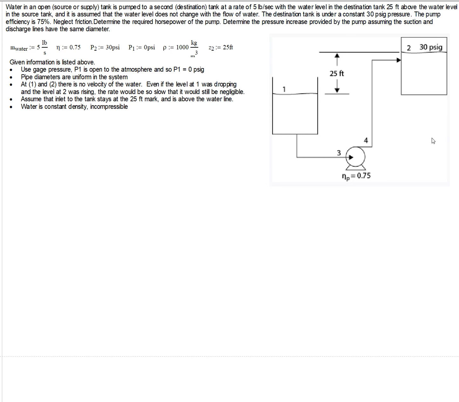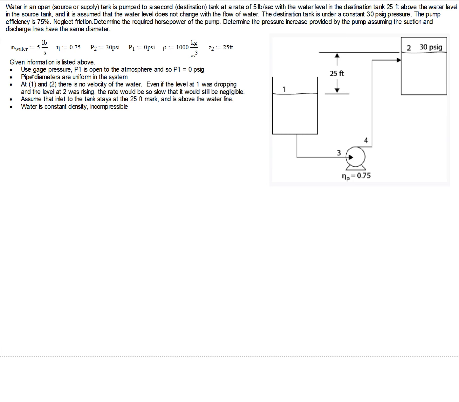We're told we can neglect friction, and so this means the friction in the pipes and the entrances and exits and fittings and bends. We're also told that we need to determine the required horsepower of the pump and then determine the pressure increase provided by the pump. And we're told that the suction and discharge lines are of the same diameter. And so here's our diagram and our given information with our mass flow rate, our efficiency, our pressures, density of water, and our elevation.